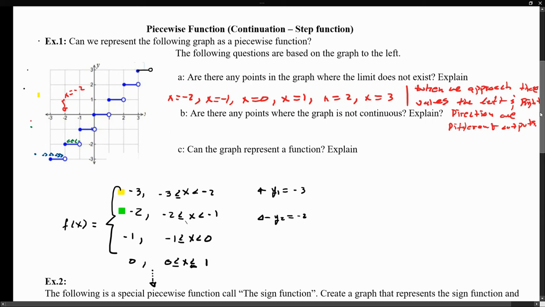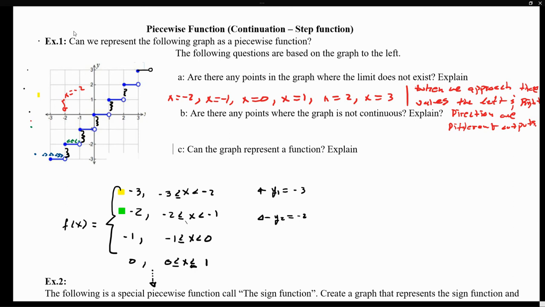So now, are there any points where the graph is not continuous? Well, notice that at those same points, at negative 2, negative 1, 0, 1, 2, and 3, the graph is not continuous, because here we have, again, what we call the jump discontinuity, at all these values that we do have here.